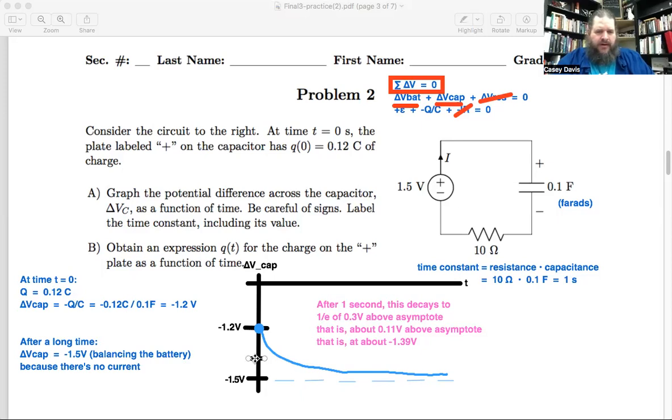But about here, let's label that negative 1.39 volts. That location is going to be the location that represents time 1 second. So right here, the graph passes the negative 1.39 volt mark. That time on the time axis should be the time constant, which we know is 1 second.